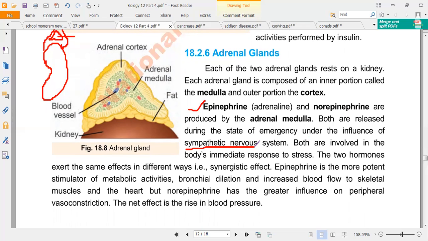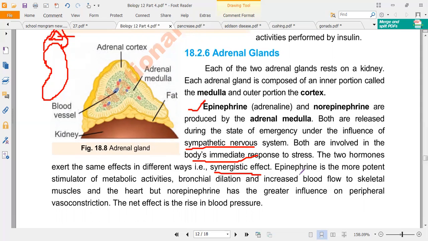as neurotransmitters and in the blood as well. So both are involved in the body's immediate responses to stress. Both hormones exert the same effect but in different ways. Separately they each have effects, and when they act together they produce a synergistic effect, an increased effect over the individual effects.